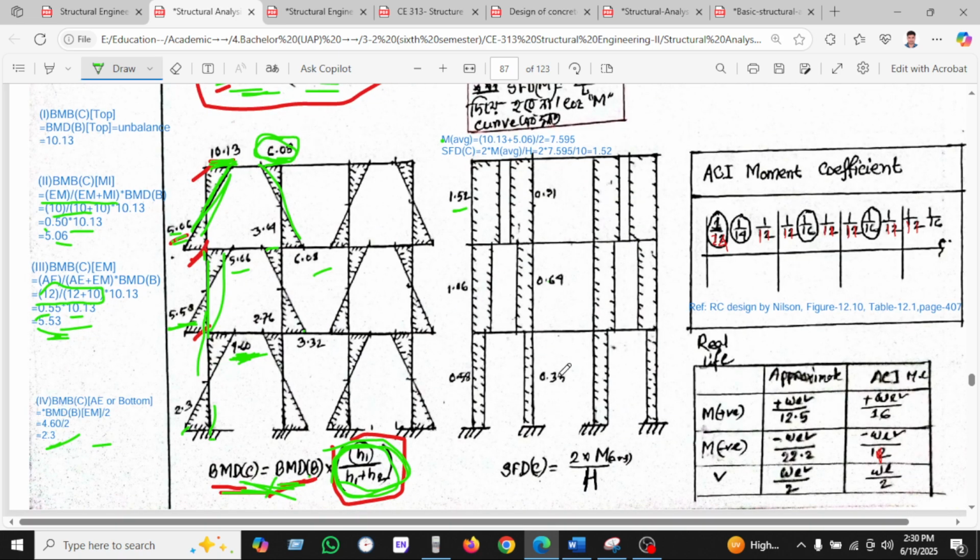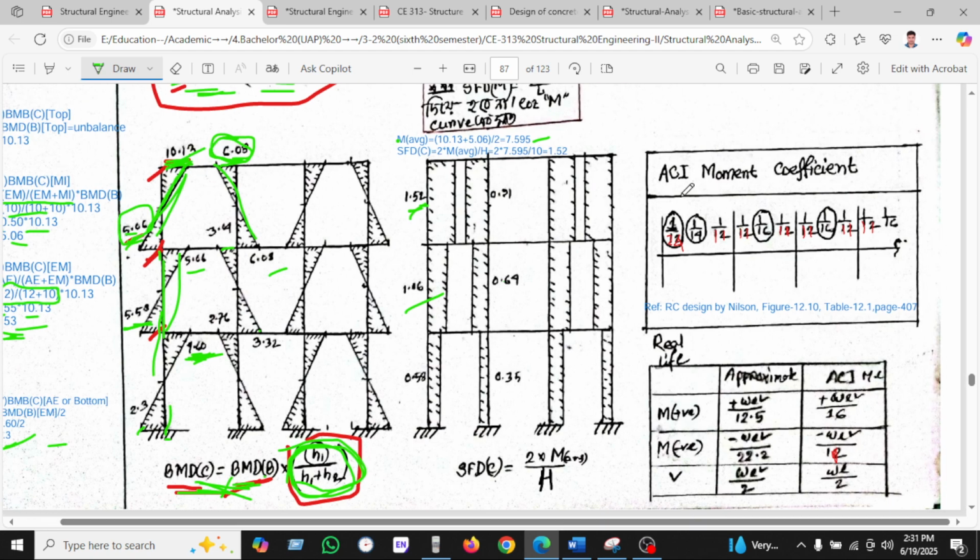And for the shear force diagram, how will we get the 2M, where M means average? How will we get the average? We have seen 10 into 5.06 and we have found 7.595, and 2 into 7.595 divided by h, which is 10, and in this case we have found 1.53, and in the same way we can calculate here.